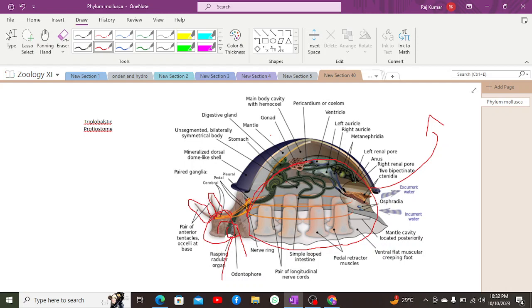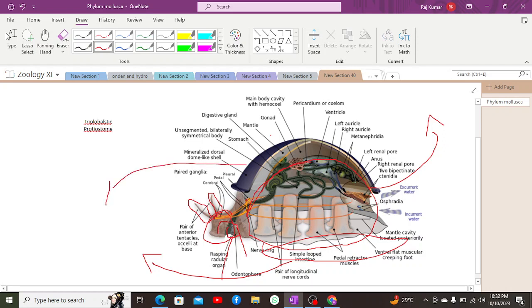The mantle is present over the visceral mass. The head is here, and this is the visceral hump, which contains the internal organs. Down towards the visceral organs there is a muscular foot which helps in locomotion. Apart from this, there is a folding of tissues over the visceral mass, known as the mantle, and the mantle secretes calcium carbonate, which forms a hard shell outside their body.